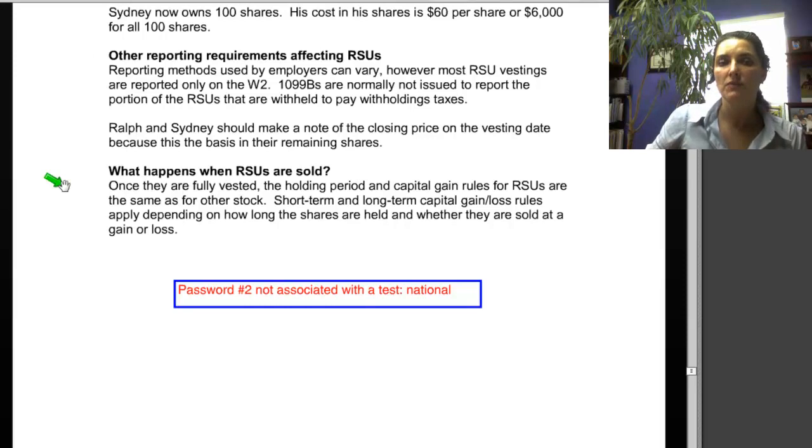So what does happen when the RSUs are sold? Well, once they are fully vested, the holding period and capital gain rules for RSUs are the same as they are for any other kind of stock. Short-term and long-term capital gain and loss rules apply depending on how long the shares are held and whether they are sold at a gain or loss.